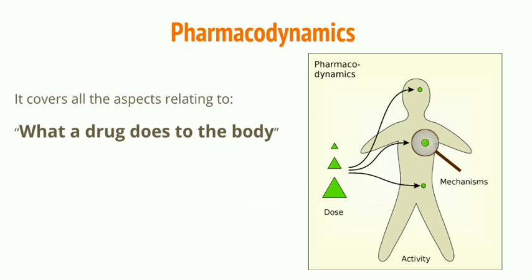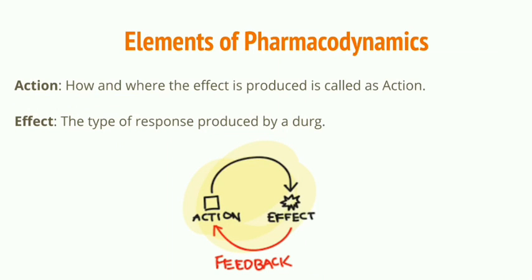Pharmacodynamics covers all the aspects relating to what a drug does to the body. So, when we take a drug in various amounts, what will be the effect of the drug comes under pharmacodynamics. The elements of pharmacodynamics are action and effect. Action is how and where the effect is produced, and effect is the type of response produced by a drug. So, generally, the action is the feedback of effect.